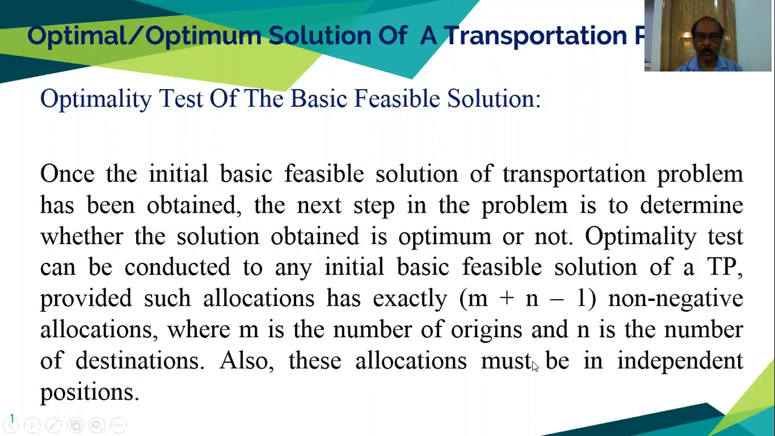Also, these allocations must be independent. What is independent? That we already discussed. Independent means the allocated cells are not forming a loop. That means they are independent. That we have to check.